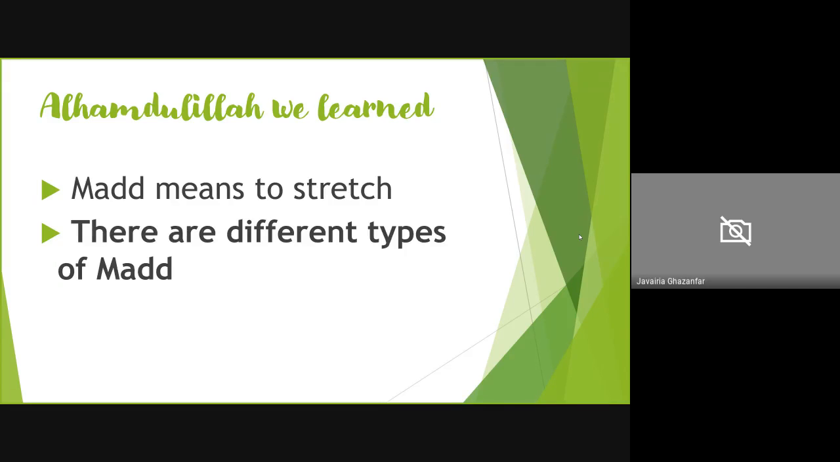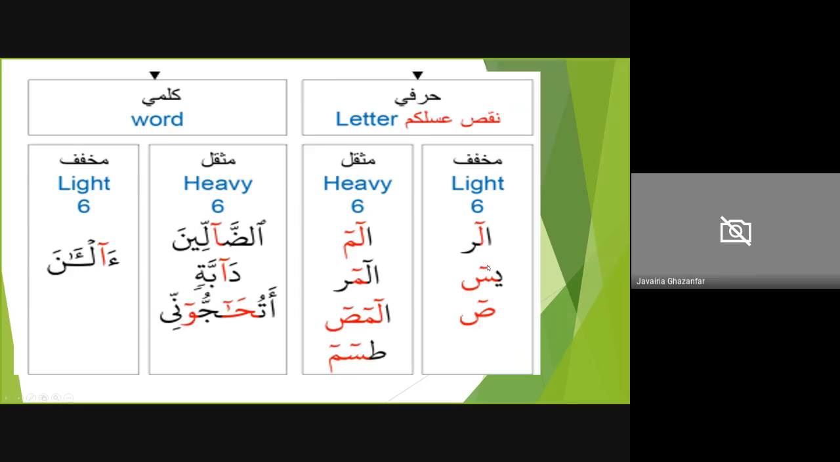Okay, so first thing we learned is that mad means to stretch, and there are different types of mad. And in our last sitting, we specifically worked on mad lazim. In mad lazim, we worked on a couple of different types: mad lazim harfi, which is mostly in the huruf muqatta'at, and mad lazim kalimi, which is further divided into mukhaffaf and muthaqqal, and there's only one example in the whole Quran for mukhaffaf, which appears 2 times.